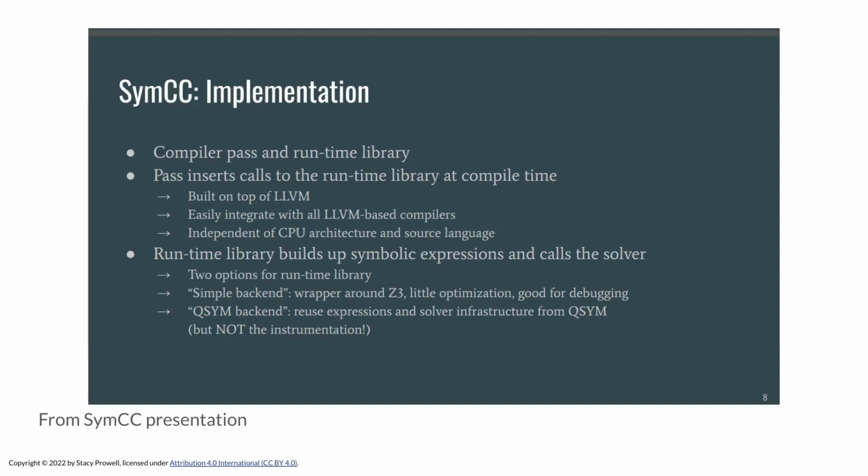So we do all that. Compiler pass and runtime library. The pass inserts the calls into the library at compile time, and then it builds up symbolic expressions, and then calls a solver, and it could call Z3.